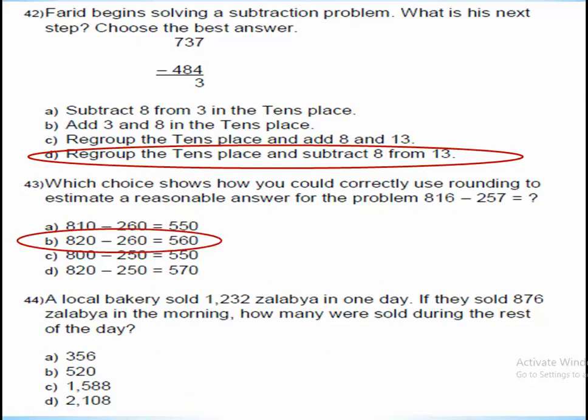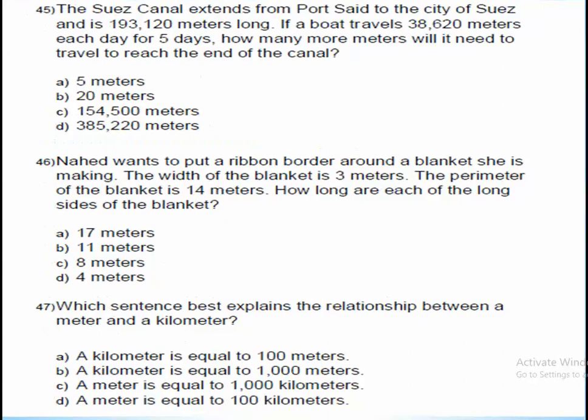A local bakery sold 1,232 zalabia in one day. If they sold 876 zalabia in the morning, how many were sold during the rest of the day? Okay, let's subtract. Okay, 1,232 minus 876, it will be 356.